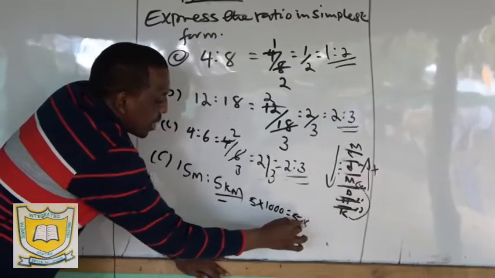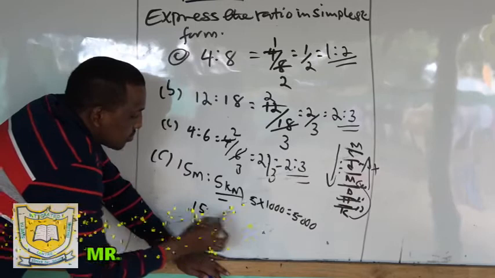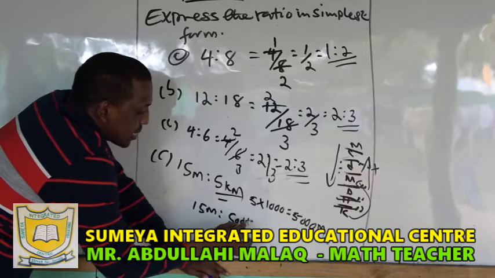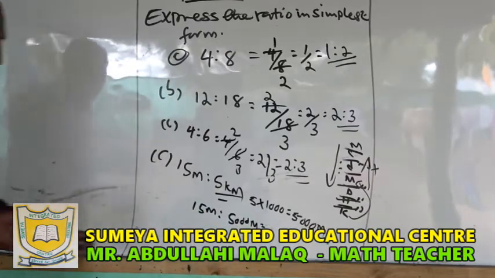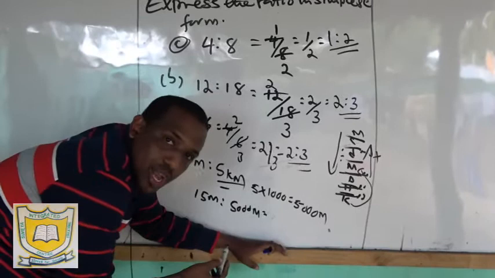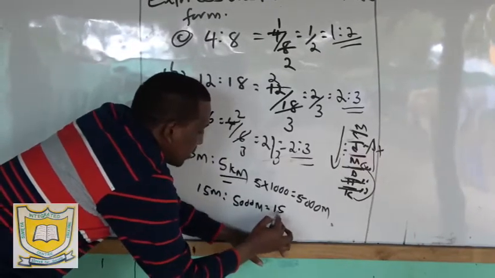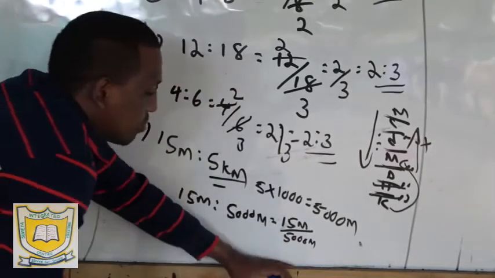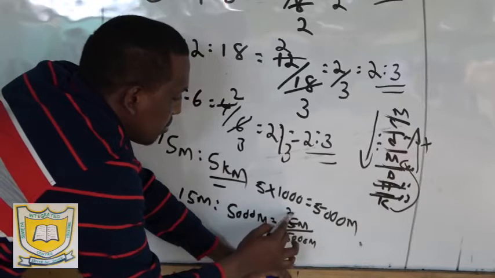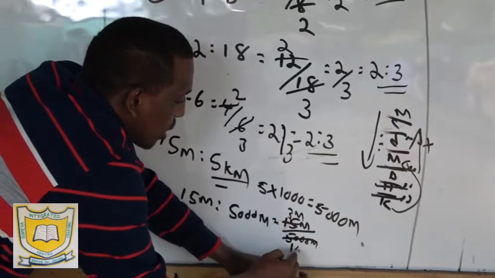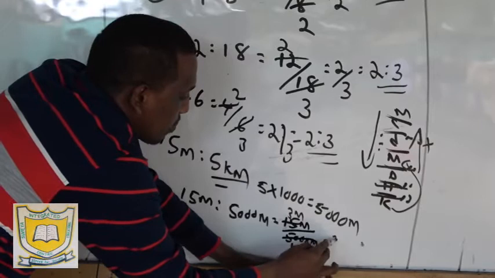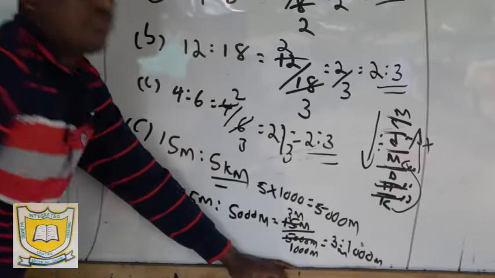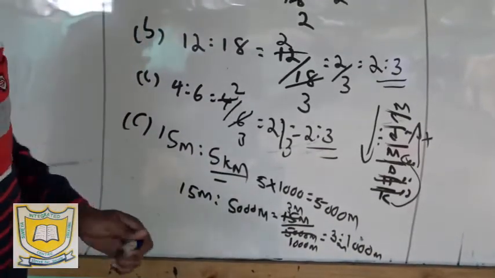It will become 5,000. So here it will become 15 meters to ratio 5,000 meters. Now this is the same unit. When it's the same unit, we change to a fraction. After changing to a fraction, it will become 15 meters over 5,000 meters. By 5, 3 meters. By 5, 1,000 meters. So the ratio will become 3 to 1,000. The ratio will become 3 meters to 1,000 meters. That's how we solve.